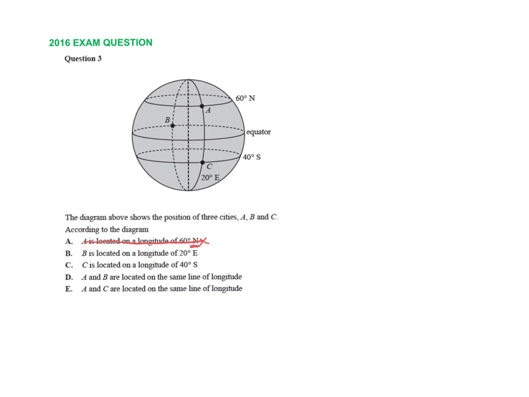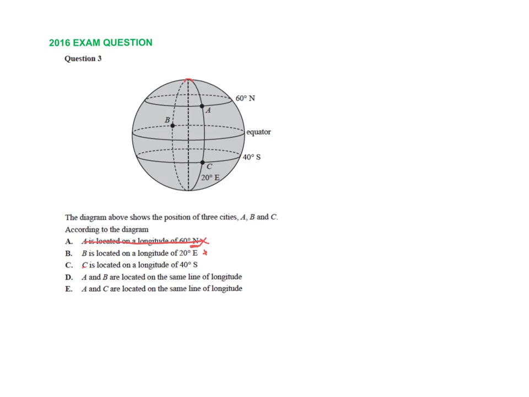This one, well, let's just think about that one, because it could be going around on the other side. So let's have a look. So A and B are located on the same longitude line. Oh, wait a minute, I've missed C. C is located on a longitude of 40 south.